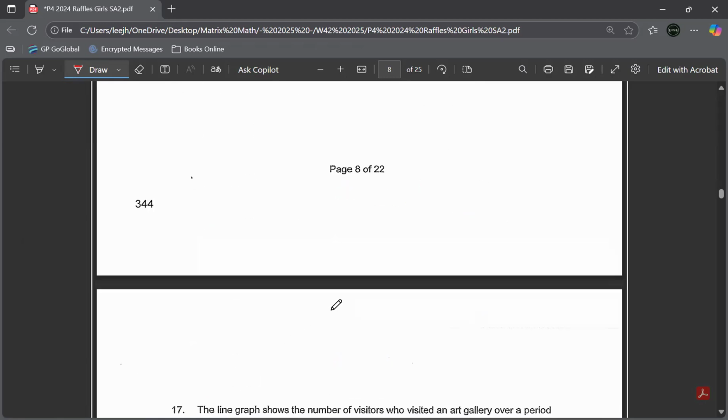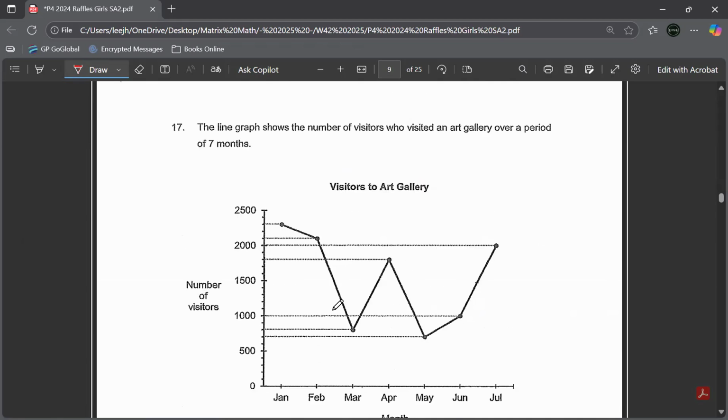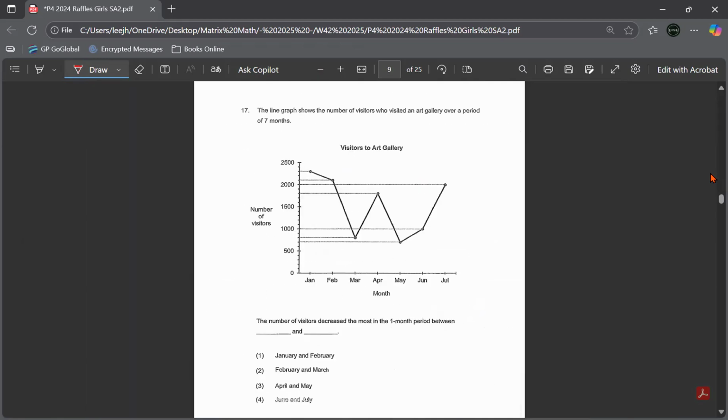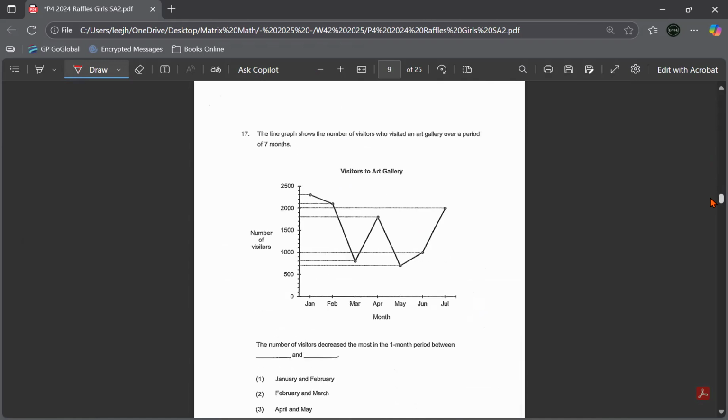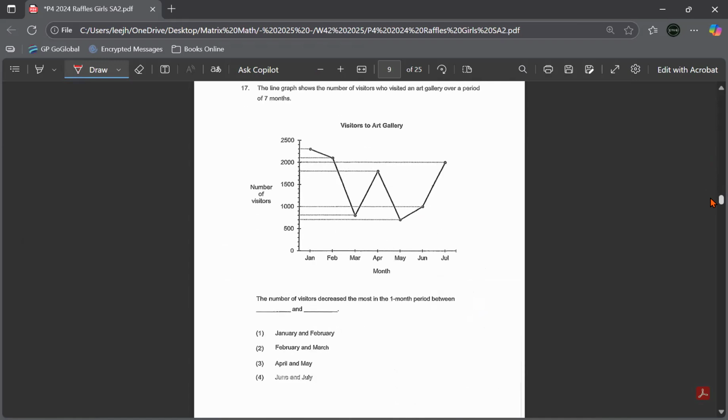Question 17. Oops, sorry. I think this one only has one question, so I zoom out. Okay, very nice. So the line graph shows the number of visitors who visited an art gallery over a period of 7 months. So these are the months, these are the number of visitors.